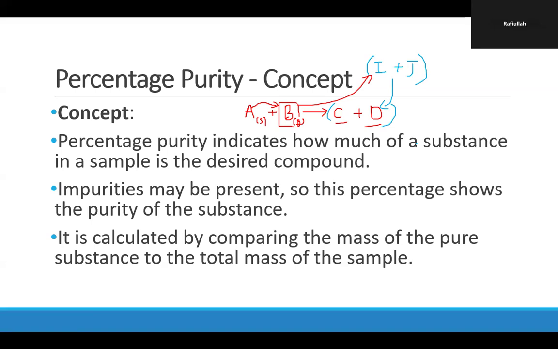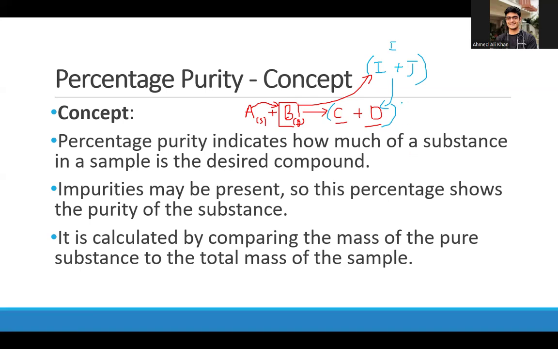Okay. So A may react with some impurities in B to form I and J. These are impurities, and C and D are your pure products that should form. But the impurities are contributing to the final product, right? So you need to calculate the percentage purity.